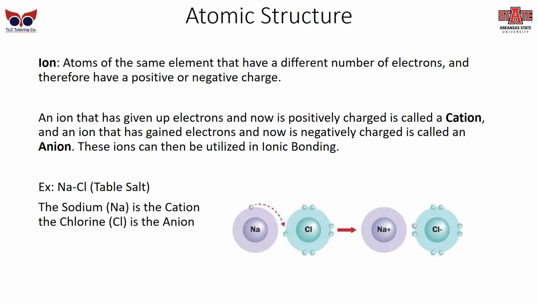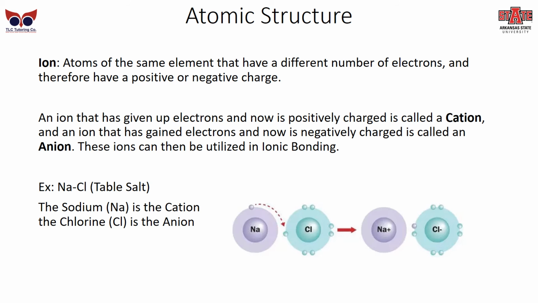Now that we talked about isotopes, we can talk about ions. Ions are atoms of the same element, same number of protons, but they have a different number of electrons. Therefore, they have a positive or a negative charge. An ion that has given up electrons and is now positively charged is called a cation. An ion that has gained electrons and is now negatively charged is called an anion. These ions can then be utilized in ionic bonding, because now that they have a charge, like two ends of a magnet, they want to come together.